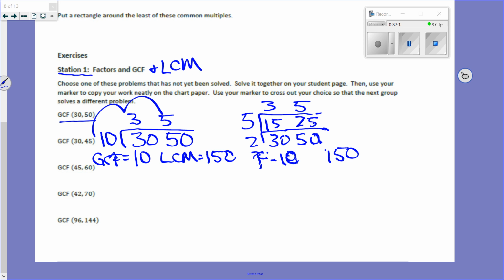Let's do one more together. We'll do 30 and 45. So 30, 45. Can I divide those both by 2? Or what number do you see that goes into both those easy? 5. So let's do 5. 5 gives me a 6 and a 9. What will go into 6 and 9? 3.